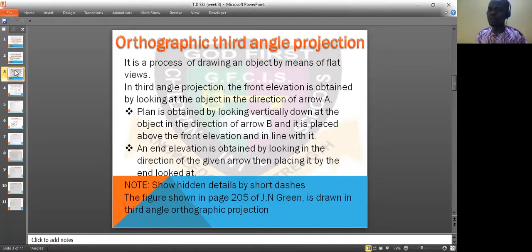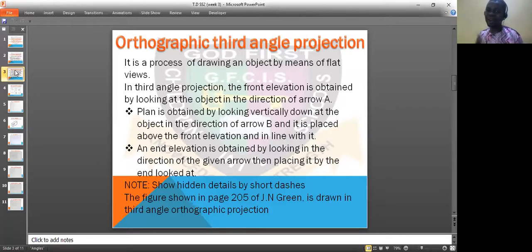In third angle projection, we still have the front view. It is obtained by looking at the object in the direction of arrow A. The example I gave to you last week was for an object drawn in first angle orthographic projection. Today, that same object, we are going to use the third angle projection. After that, I will give you another example of another block drawn in orthographic for you to know the difference between the angles of projection.